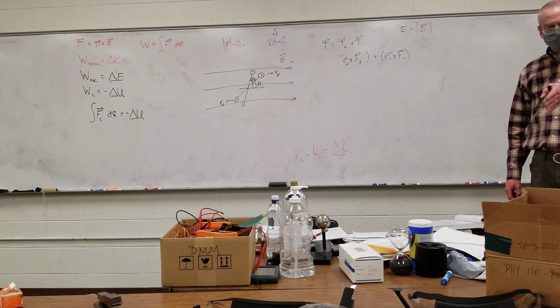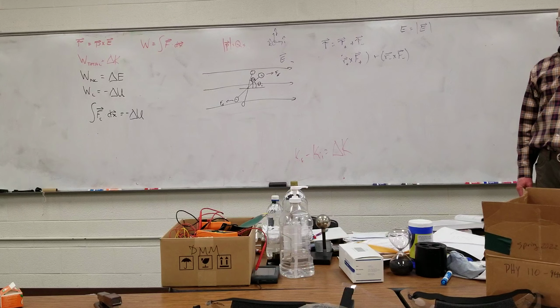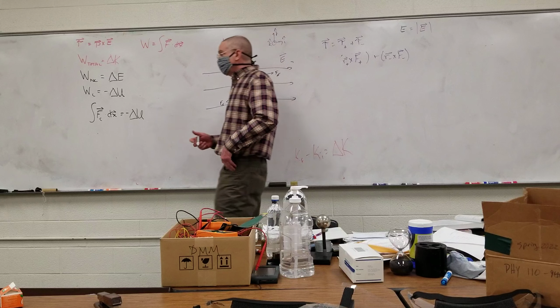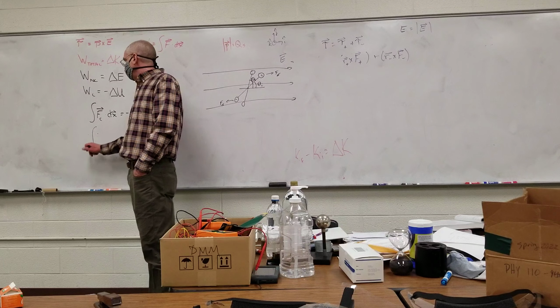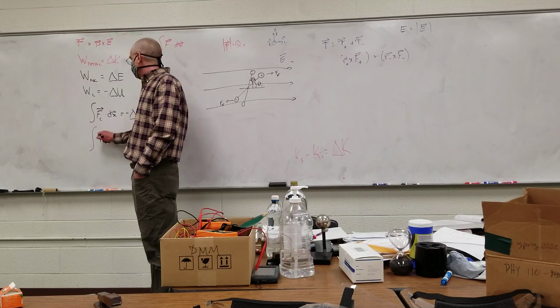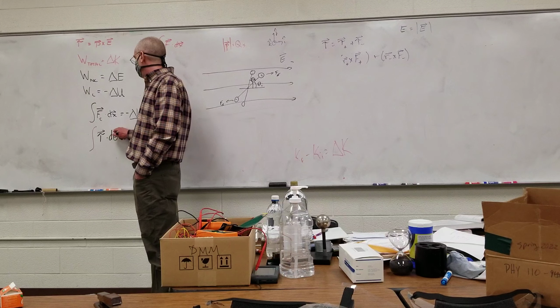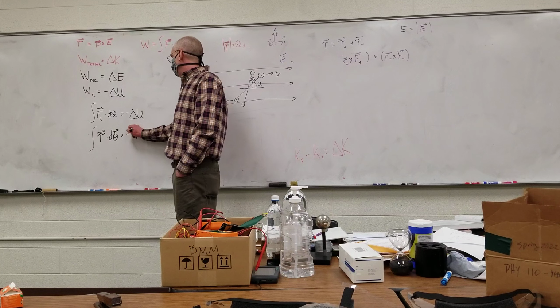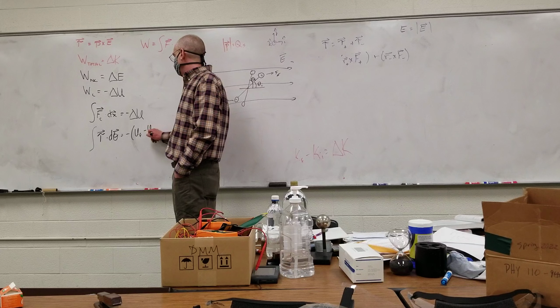What is the rotational analog of force? What's the rotational analog of position? Radius? Or radial vector? No, not radial. Angle. So when I'm dealing with rotation, this is actually torque dot d theta is equal to negative delta U. We can actually take that one step further: negative of U final minus U initial.